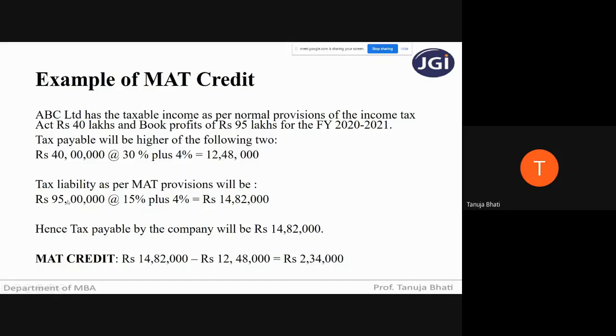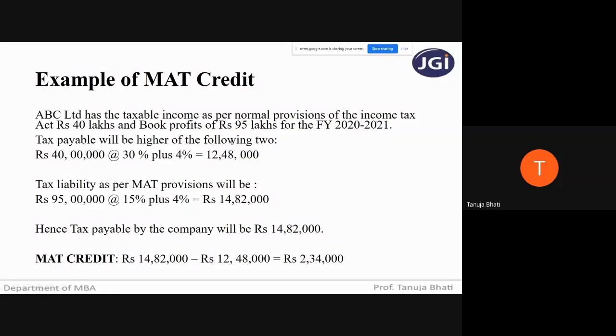So surcharge is not applicable since it does not exceed 1 crore. Plus 4% health and education cess is applicable in all the cases. So you get 14,82,000. So as per normal provisions of income tax, you are supposed to pay 12,48,000. And as per MAT, minimum alternative tax, you are supposed to pay 14,82,000.